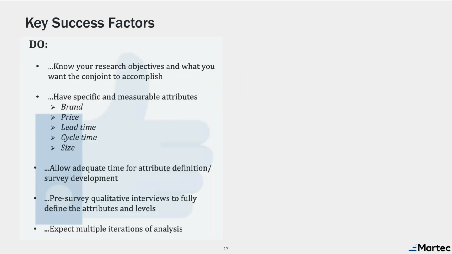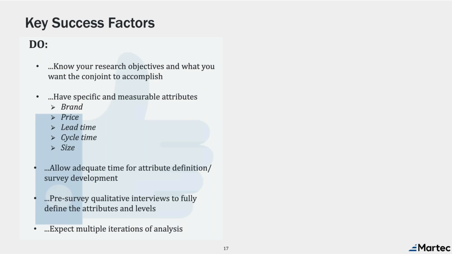So, key success factors as you're thinking about doing a conjoint project. First of all, on the do side, do know your research objectives and what you want the conjoint to accomplish. When you are designing the conjoint, have specific and measurable attributes. Things like brand, price, lead time, cycle time, physical size, all of those are measurable and would have different levels based on your product and your competitors' products.